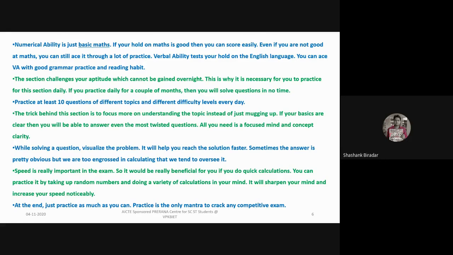For example, we have Vedic maths and some other techniques to solve complex multiplications or divisions in a faster way. You should adopt such techniques while calculating. At the end, just practice as much as you can. Practice is the only mantra to crack any competitive examination, and this is true for general aptitude as well.